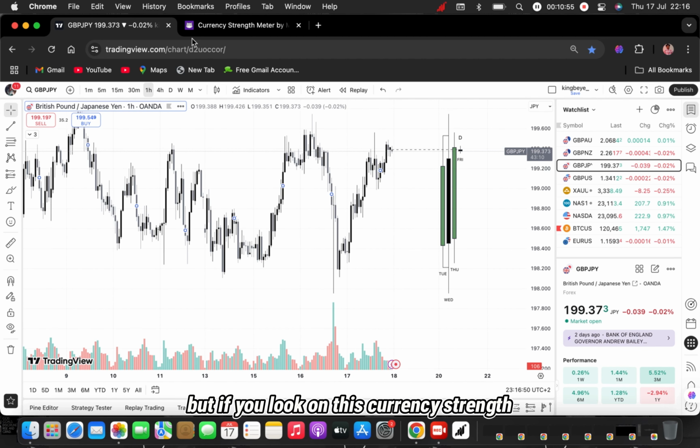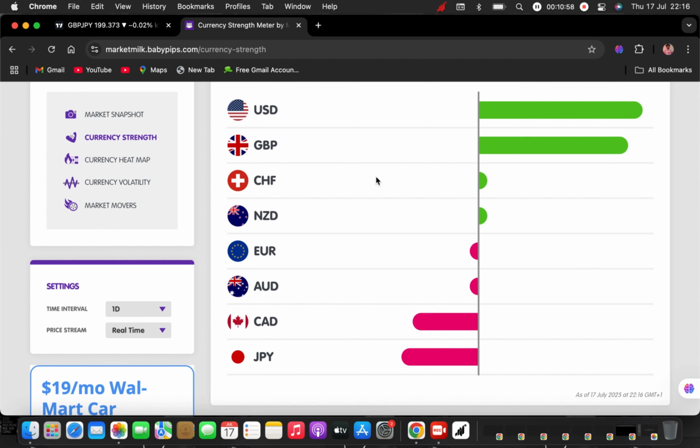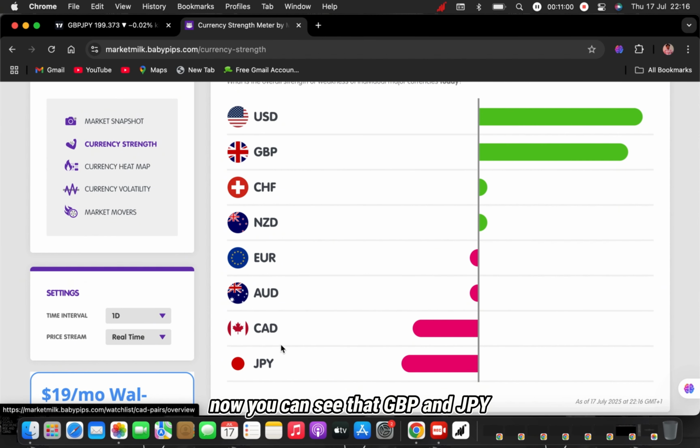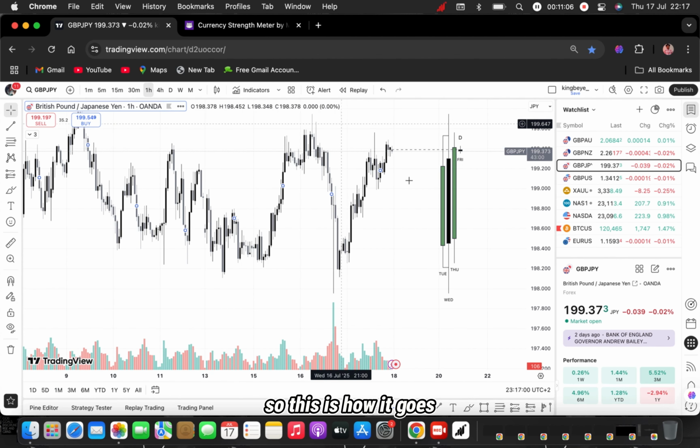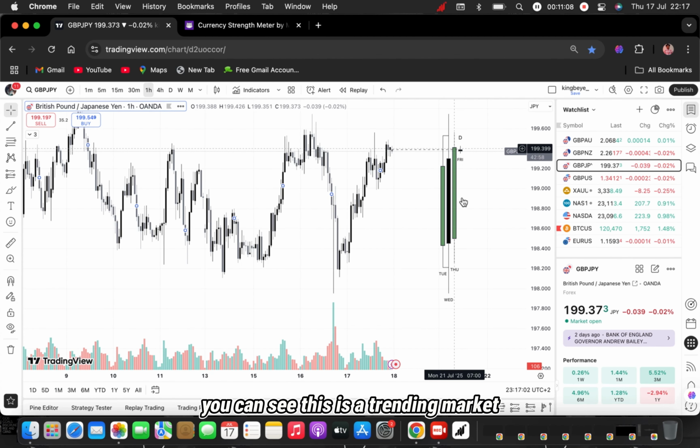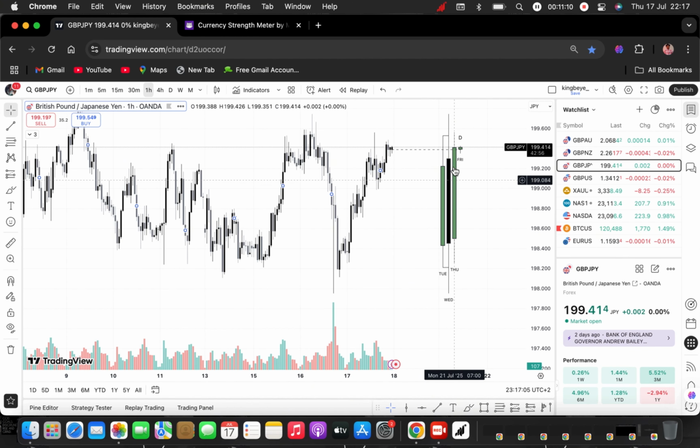But if you look on this currency strength, now you can see that GBP was strong against JPY on Thursday. So this is how it goes. You can see this is a trending market. You can see the trending market.